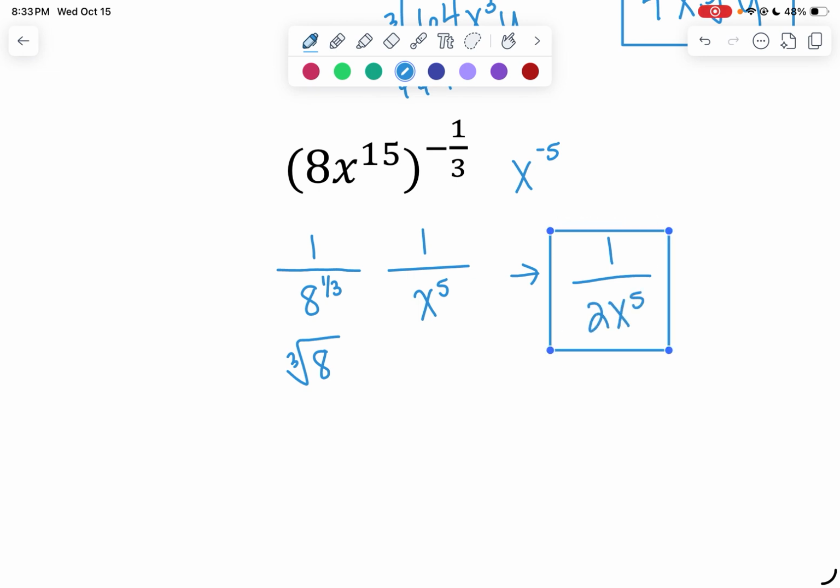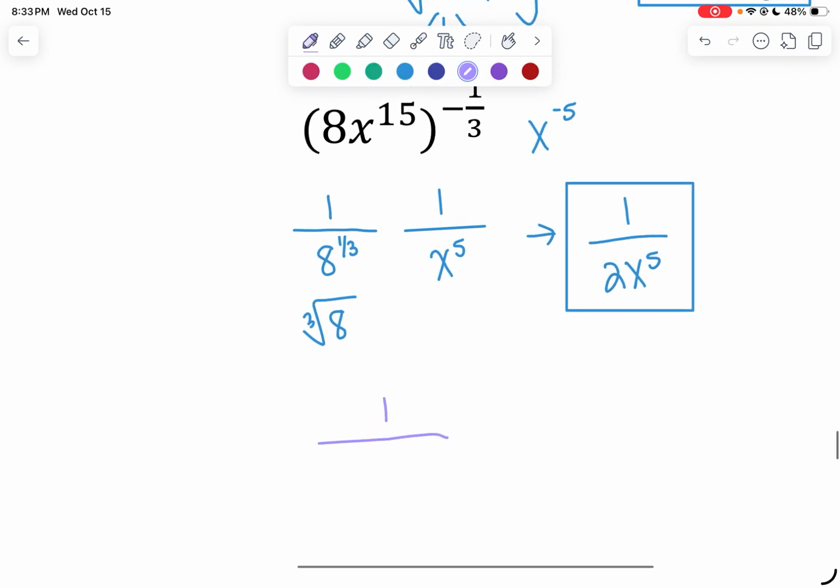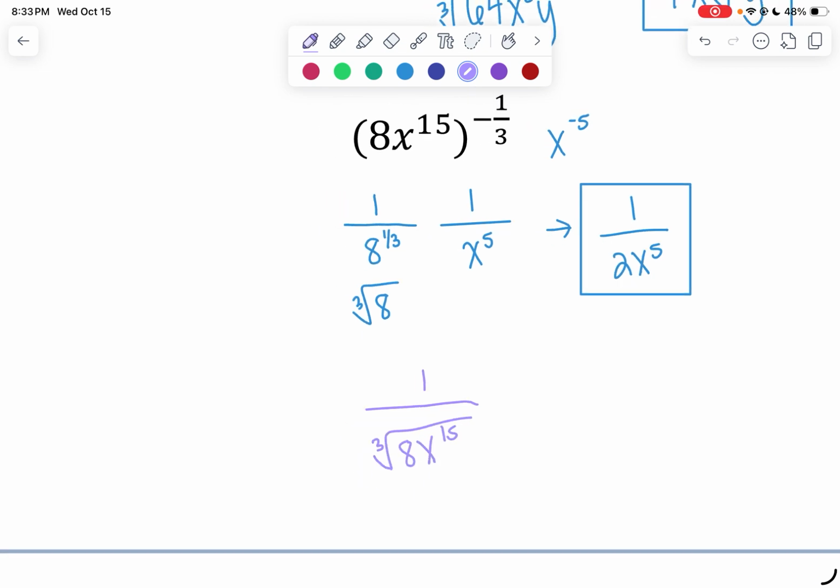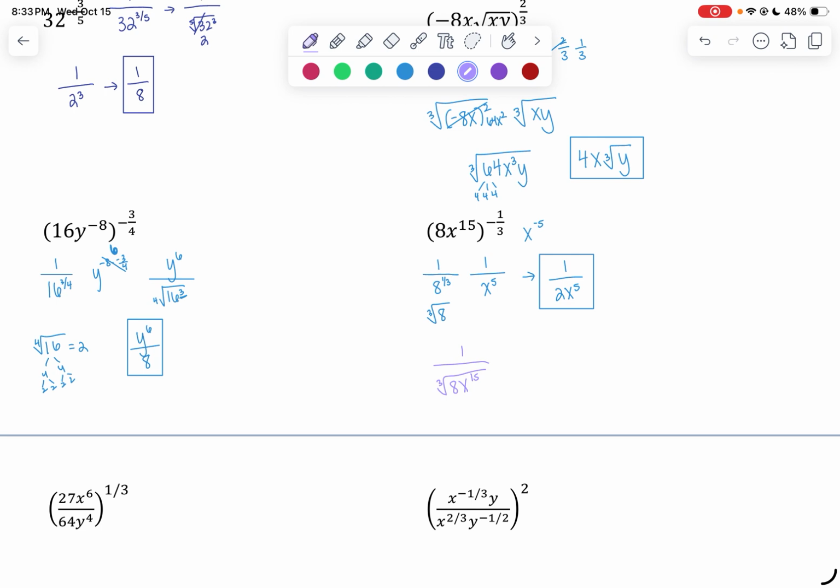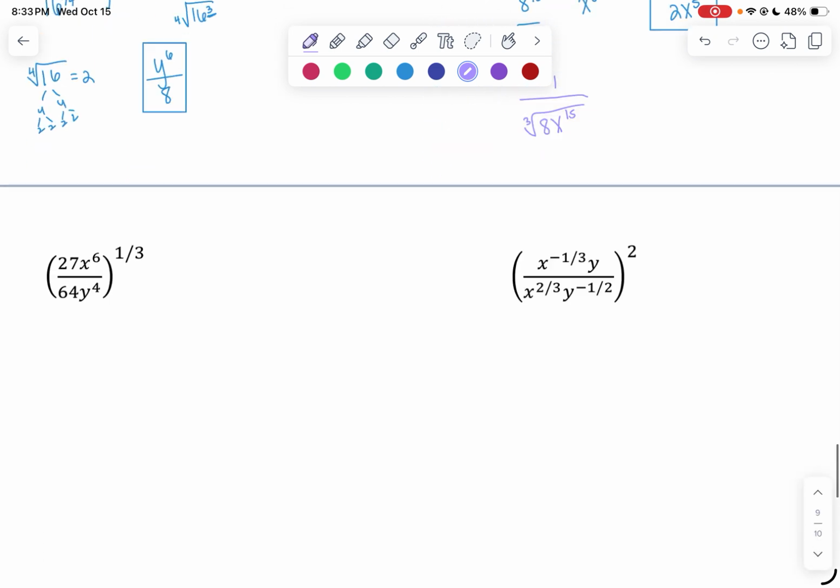Now, some of you are just really in radical mode, and so what you're going to do is take the fact that all of this is to the negative 1/3. So you're going to say, well, that's just 1 over, because it was negative, the cubic root of 8x to the 15th. And you're going to break it down that way, and you would still get the exact same answer, okay? So let's take a look at a couple that are a little bit more complicated.